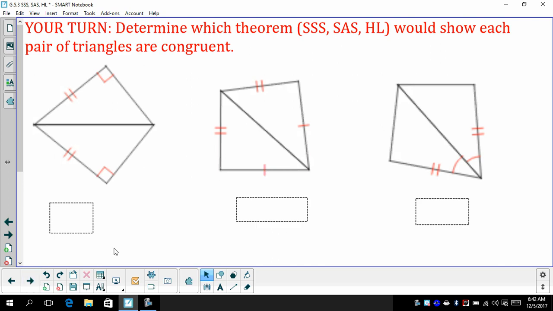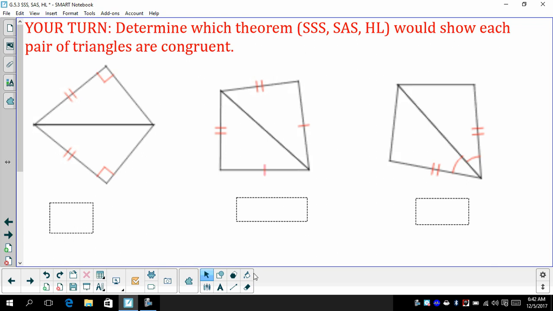So I want you to pause here. I want you to try and identify which theorem applies to each of these triangles. It's not super important to draw the triangles as long as you drew the other three, but just identify which theorem applies.